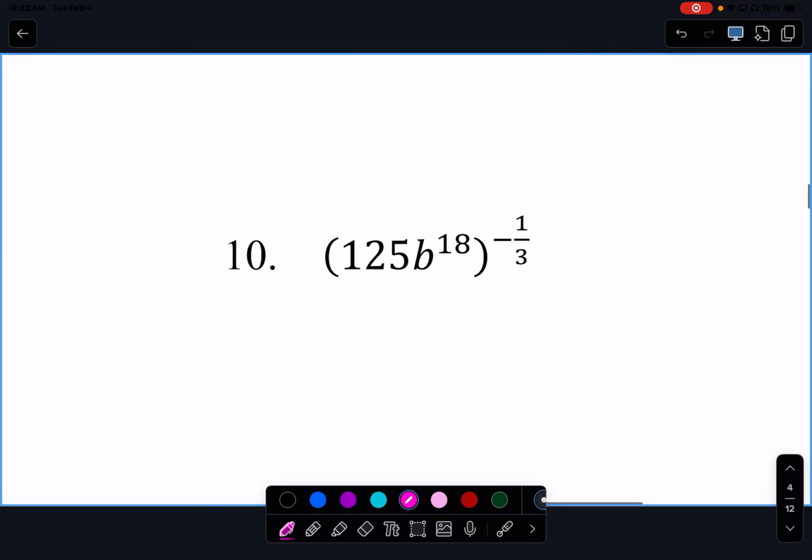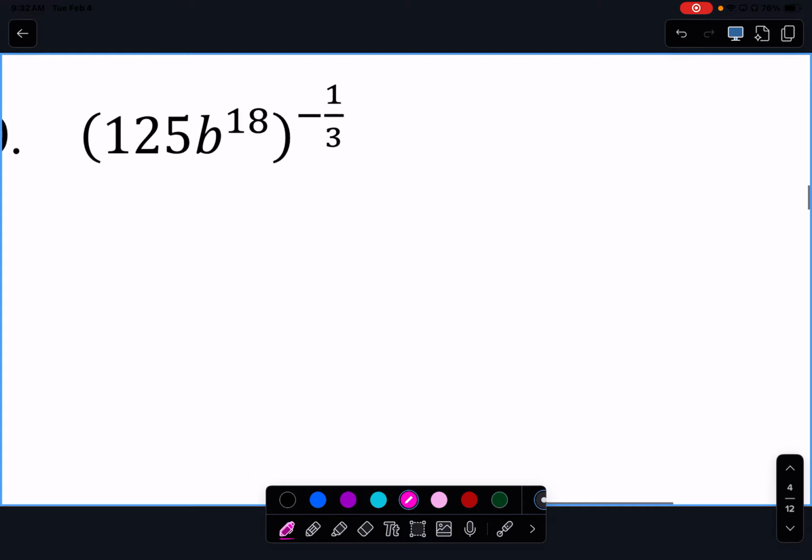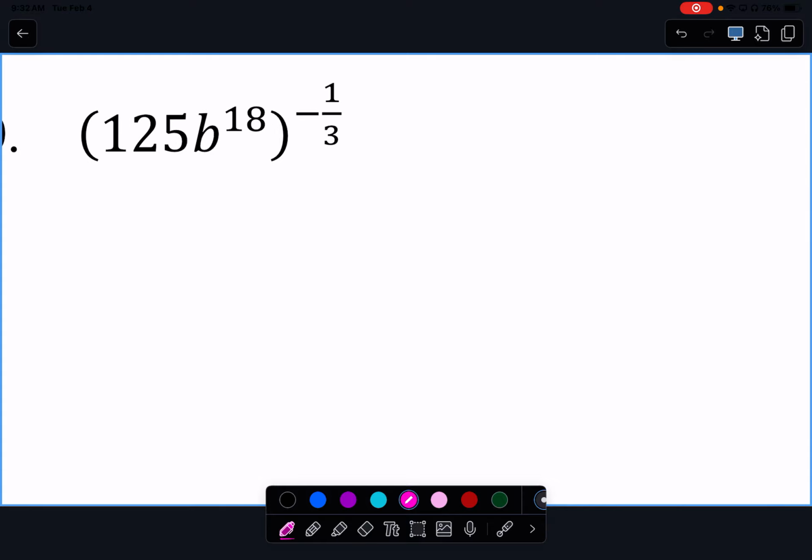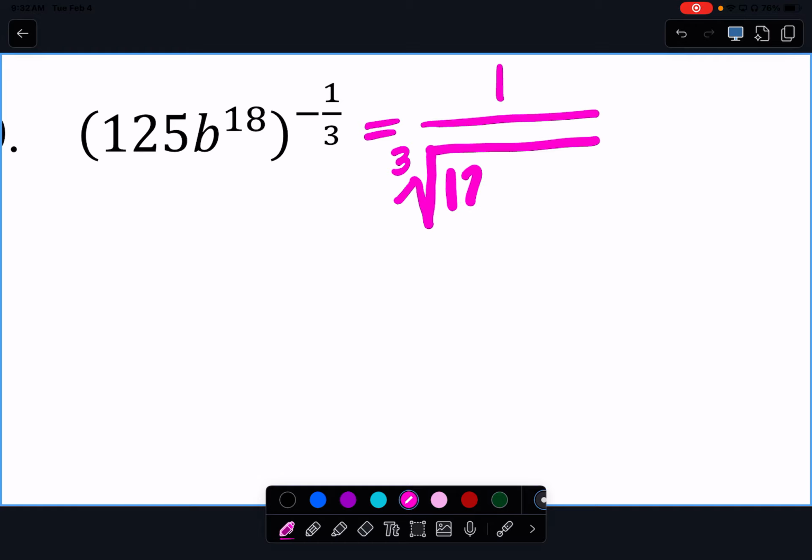Now for this one, we have a negative. Automatically a negative means we're going to do what? Flip it, so it goes to the denominator. And when it goes to the denominator, what type of root am I going to calculate? A cube root. So we're going to do the cube root of 125, and then we have b to the 18.